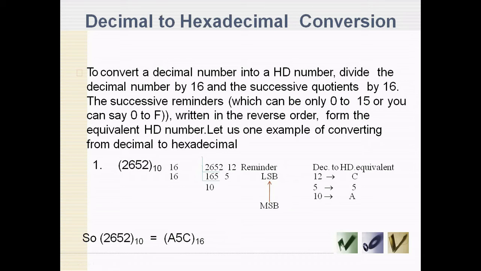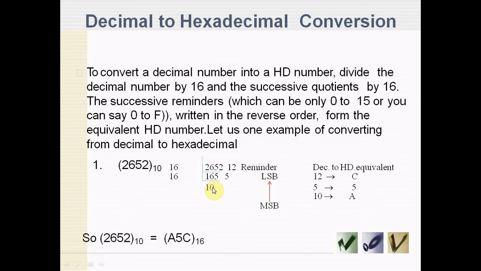Now we will see how to convert a decimal number to a hexadecimal number. To convert a decimal number into a hexadecimal number, we follow the same procedure. Divide the decimal number by 16 and the successive quotient by 16, and the successive remainders, which can be only 0 to 15, or you can say 0 to F, written in reverse order, form the equivalent hexadecimal number. Let us take one example of converting from decimal to hexadecimal. Here we take 2652 as a decimal number.